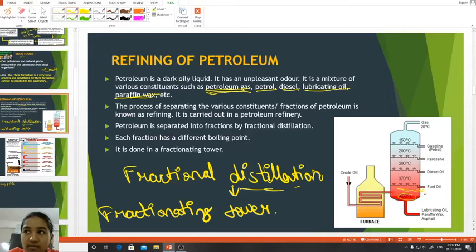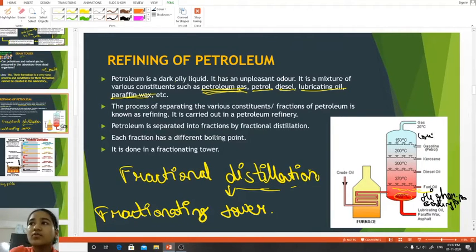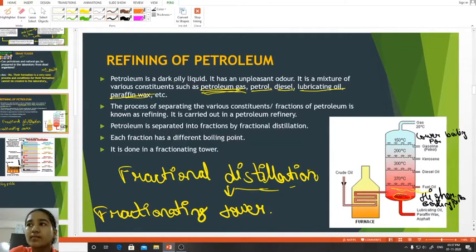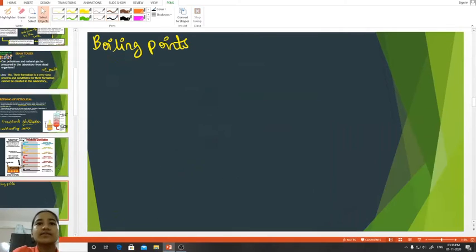If you see, count from top to bottom. The bottom area is for higher boiling points, and these have lower boiling points. Fine. So the ones with higher boiling points settle first, and the ones with lower boiling points settle afterwards. Let me explain each of them by writing in a stepwise manner.